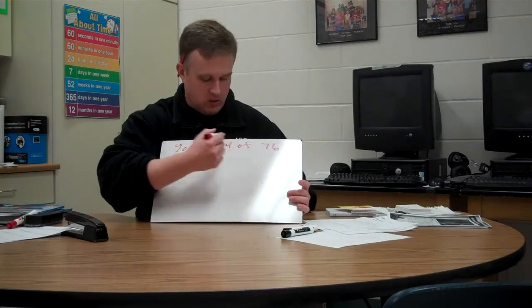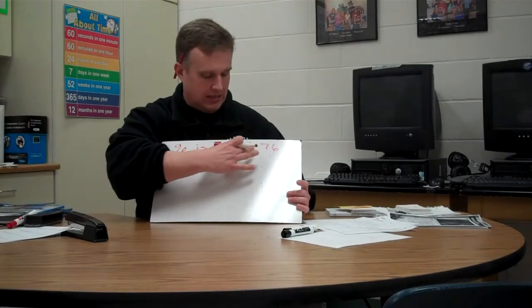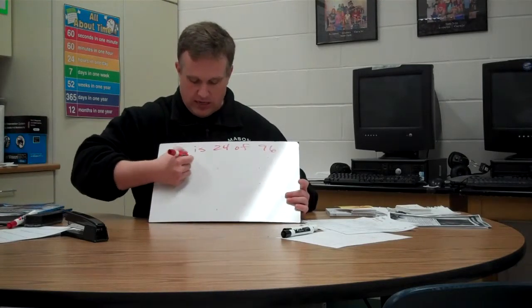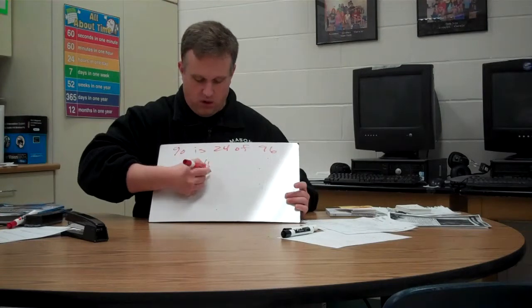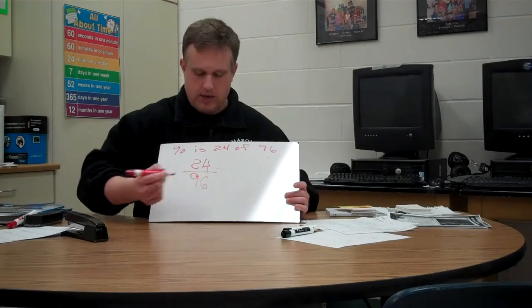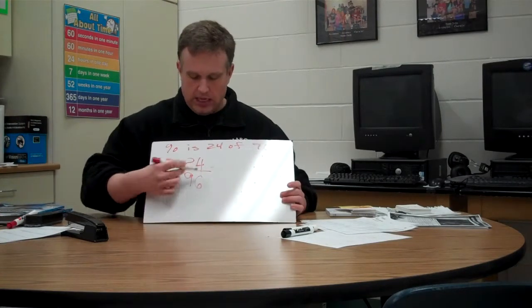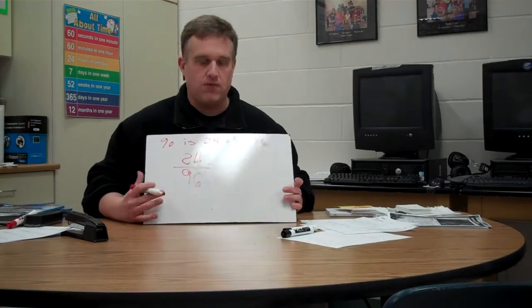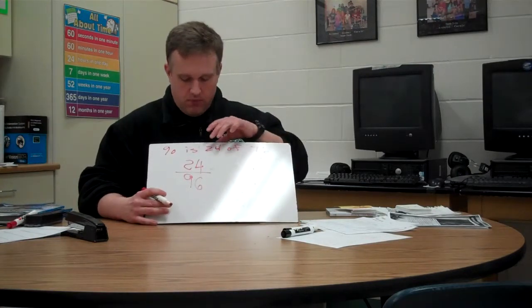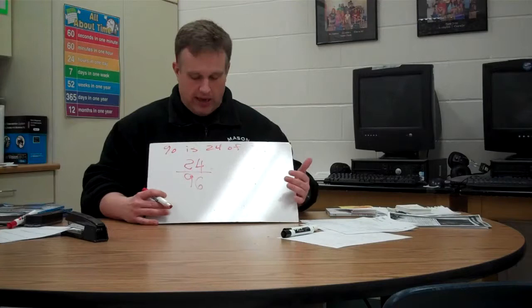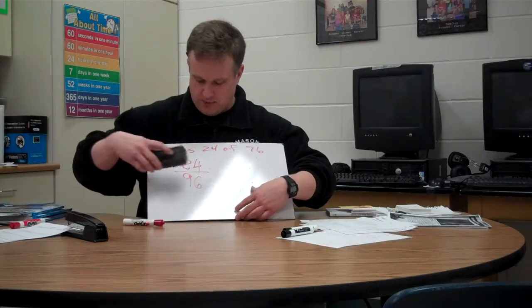24 of 96. So all I do to write that as a fraction is to write it exactly how it's written. So the fraction is going to be 24 96. Okay? So that's the first part, and this is the easiest part of the three. Writing it as a fraction. So we just write it exactly how it's written, 24 of 96, 24 96. So that's the fraction part.